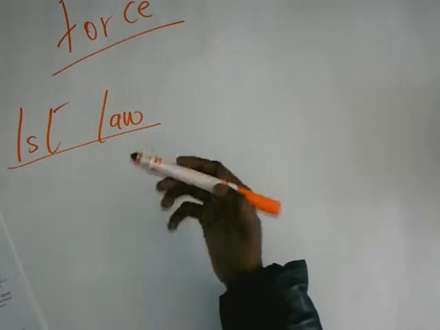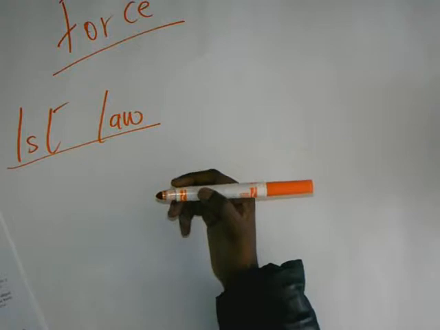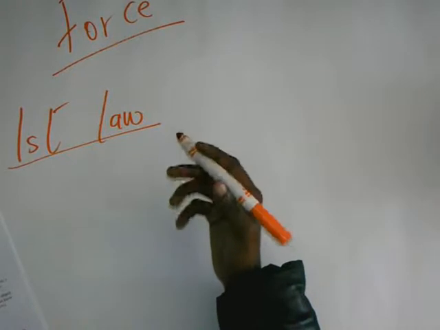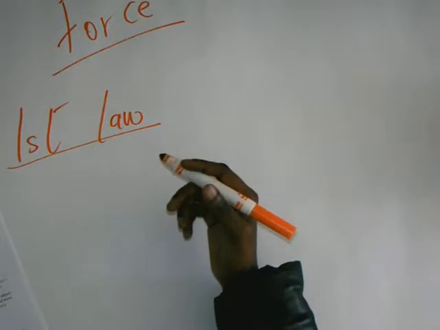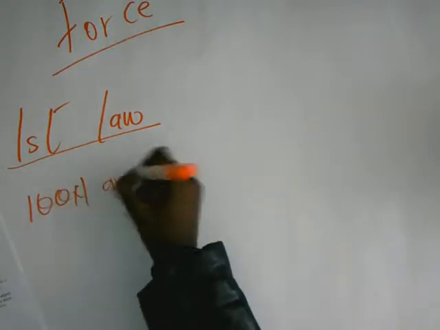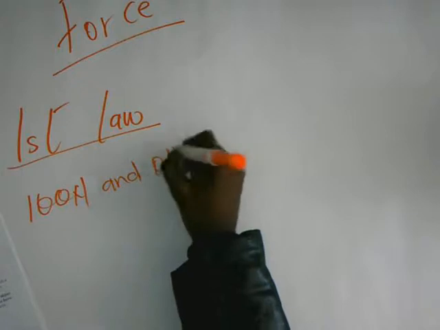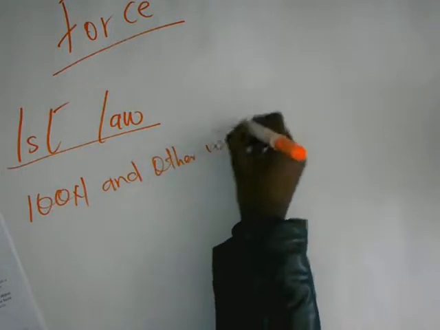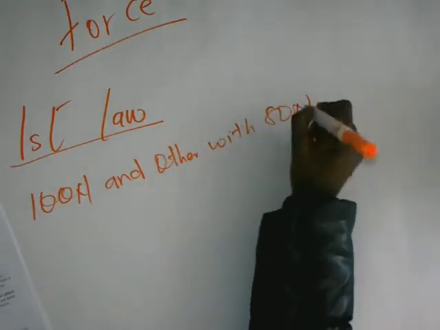For example, it's a tug of war, when a team is pulling the tug with a force of maybe 100 newtons and the other with 80 newtons. The net force will be 20 newtons.